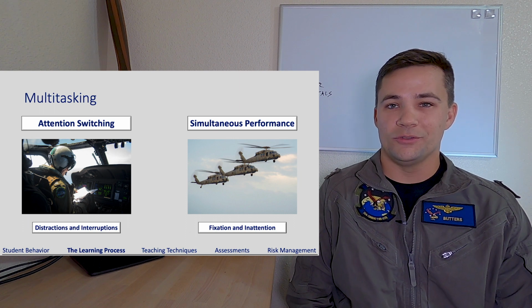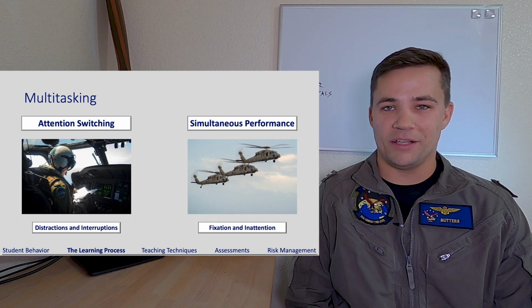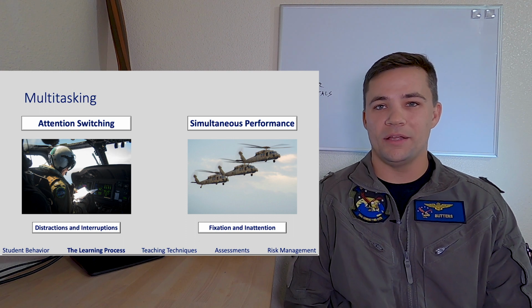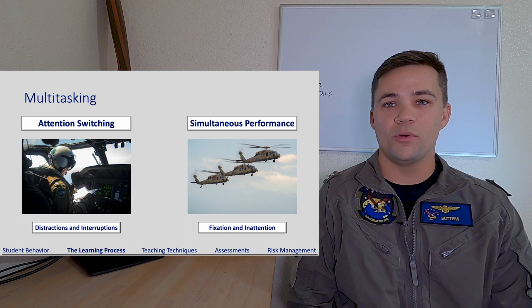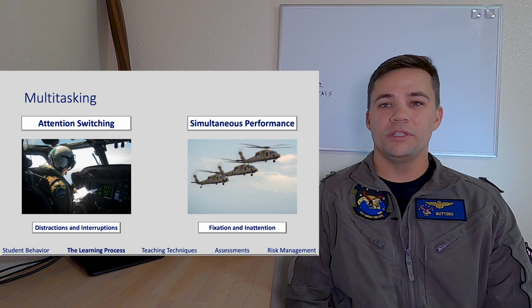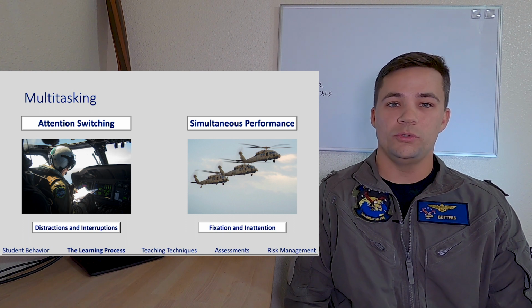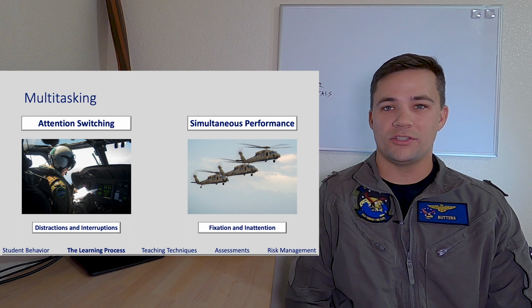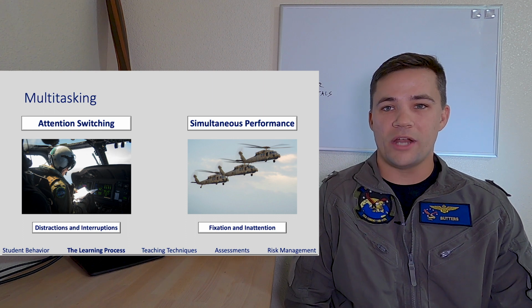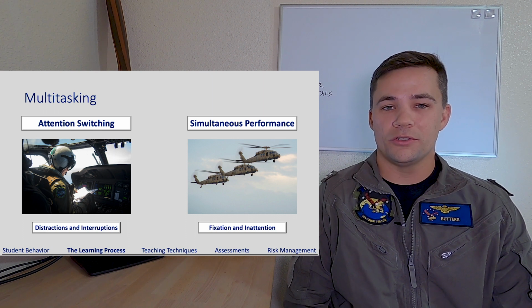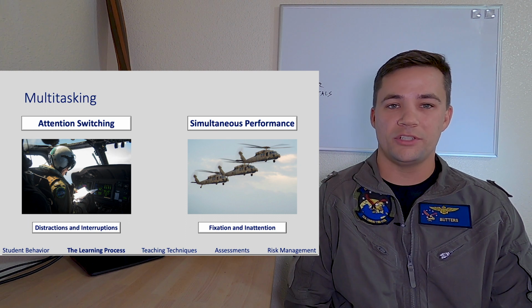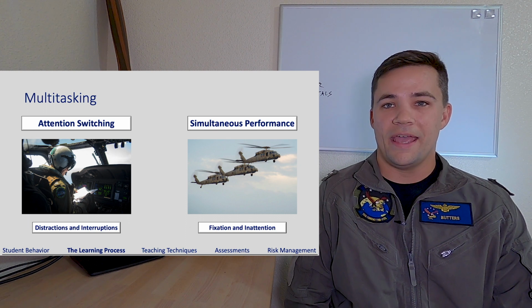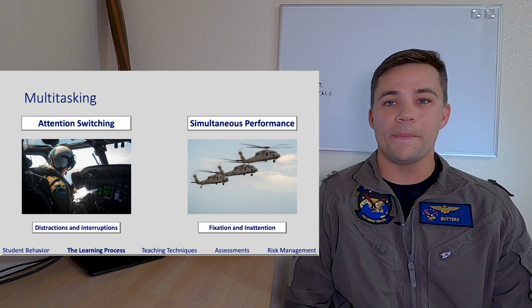But in reality, they're not actually performing both of those functions at the same time. They can't look outside the aircraft and read the checklist at the same time. Your body's not capable of it. They're attention switching back and forth. And attention switching really makes you vulnerable to two things that can interrupt it. So distractions and interruptions. Distractions are, you're switching your attention back and forth between that checklist and the outside of the aircraft, and all of a sudden something distracts you.